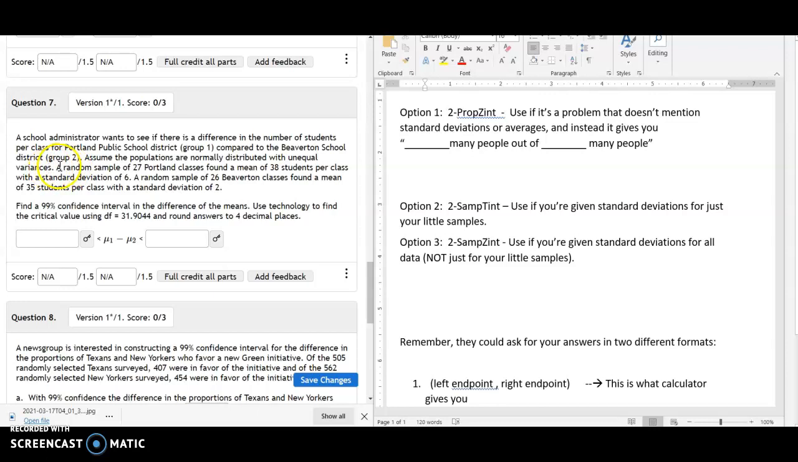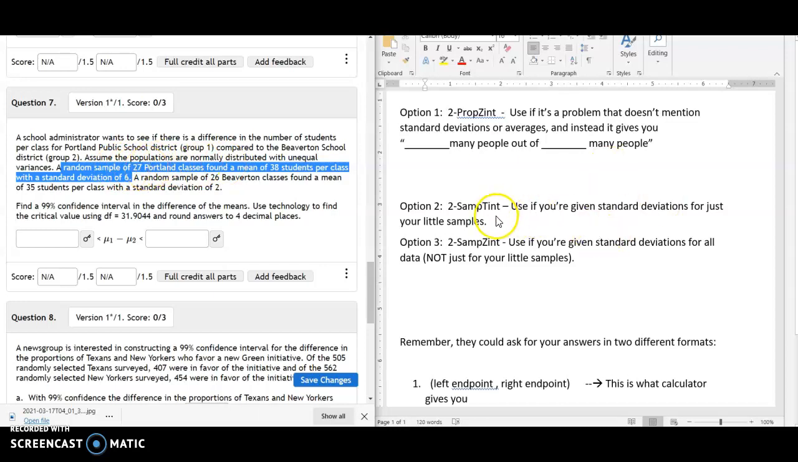So if you're looking at question 7, zoom in on this sentence here. A random sample of 27 classes found a mean of 38 and a standard deviation of 6. These two numbers were calculated based on these 27 classes. They were not calculated based on all Portland classes. It was just on our little sample that this 38 and 6 were calculated. So if those two numbers are calculated based on a sample, you're going to use 2 samp t interval.